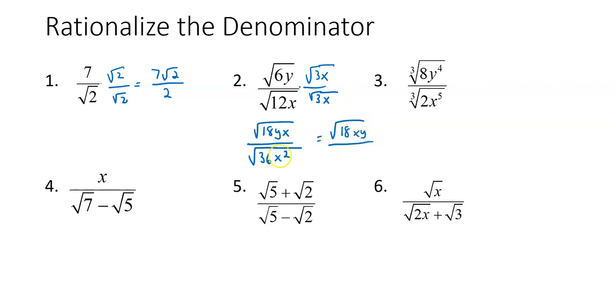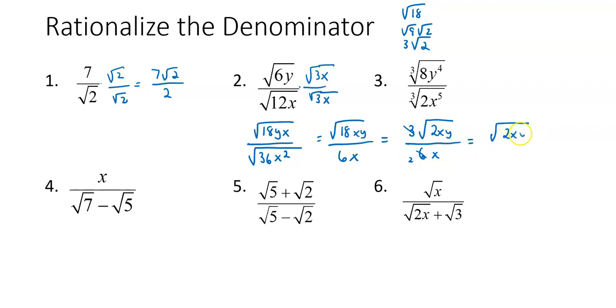On the bottom, square root of 36 is 6. Square root of x squared is x. Do we still have more we can do? Yes, we do. Up on the top, that square root of 18 breaks down into square root of 9 times square root of 2, which is 3 square root of 2. So on the top, I can think of this as 3 square root of 2xy, and on the bottom, 6x, which really lets me drop that 3 top and bottom. And I get a square root of 2xy on the top and a 2x on the bottom.